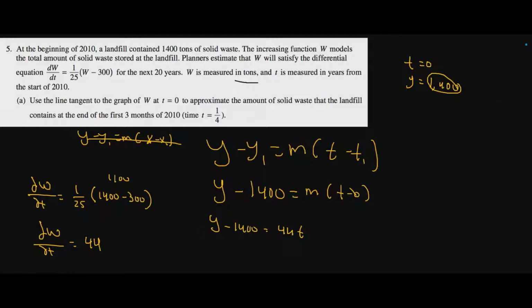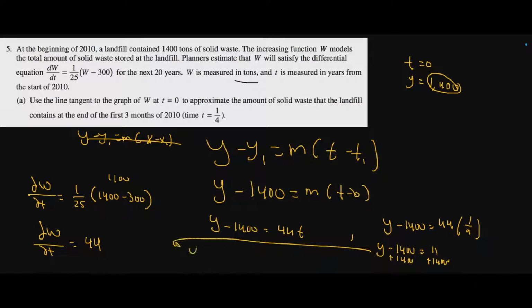Now the problem says approximate the amount of solid waste that the landfill contains at the end of the first 3 months, which is t equals 1/4. So let's plug in 1/4 into this equation. y minus 1,400 is equal to 44 times 1/4. 44 divided by 4, I do believe, is 11. So we get y minus 1,400 is equal to 11. And now let's add 1,400 to both sides, which gives us y is equal to 1,411. There it is.